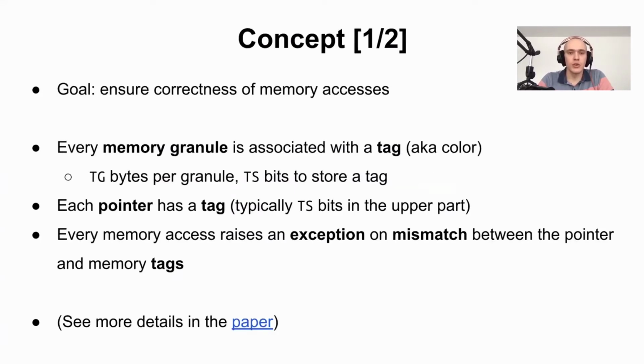Memory tagging can be used as a security mitigation. Let me explain the concept. The goal of memory tagging is to ensure that memory accesses are safe. This is done by splitting the memory into memory granules, and each memory granule is associated with a tag, which is sometimes also called a color. Each pointer that points into memory also has an assigned tag. The idea is to make sure that on every memory access, the tag on the pointer equals the tag on the memory. If they're not equal, this raises an exception.